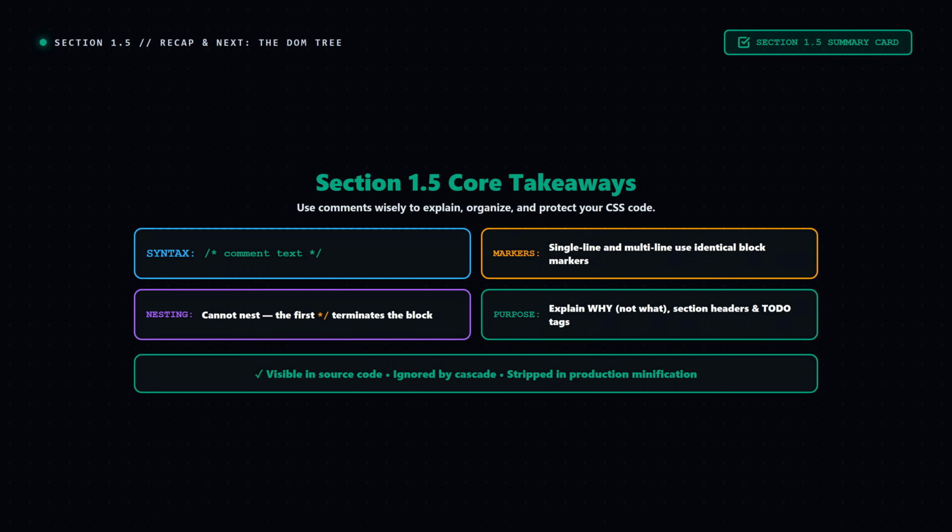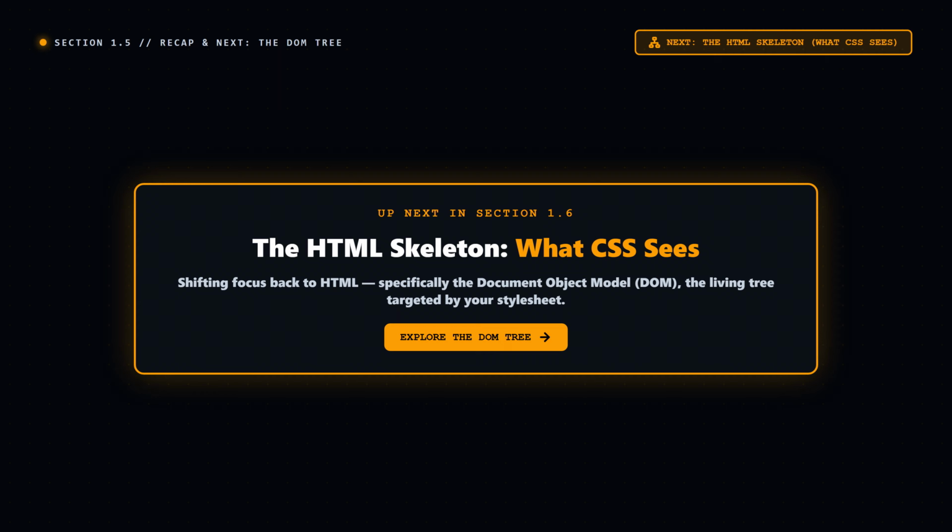The rules are simple. Everything between /* and */ is ignored. Use them wisely to explain, organize, and protect your code. In the next section, we'll shift focus back to HTML, specifically the document object model, the living tree that CSS actually targets. You'll learn to see the page the way your style sheet sees it.